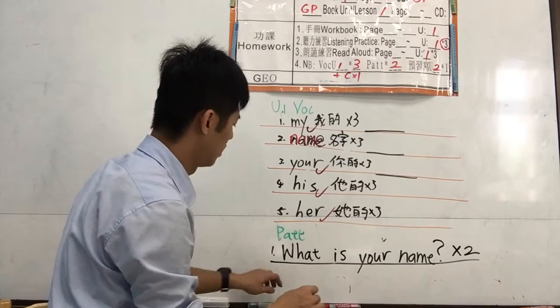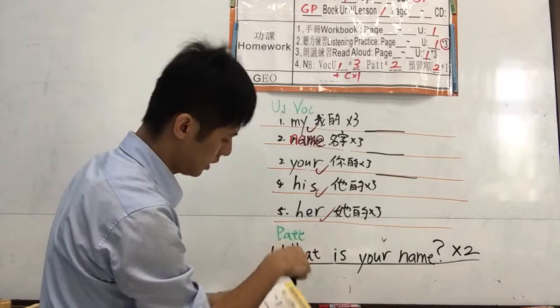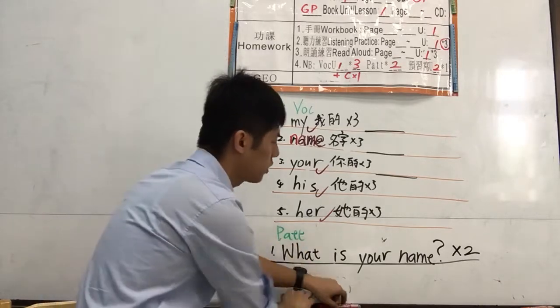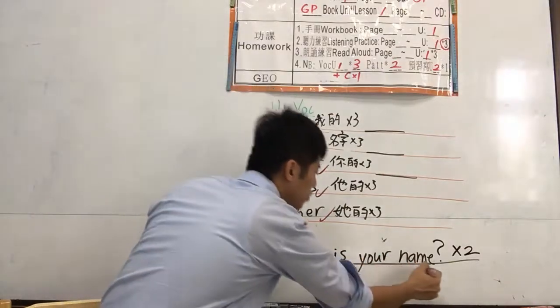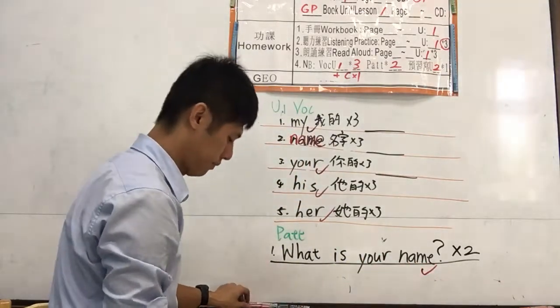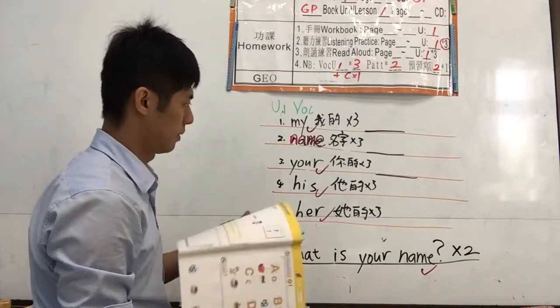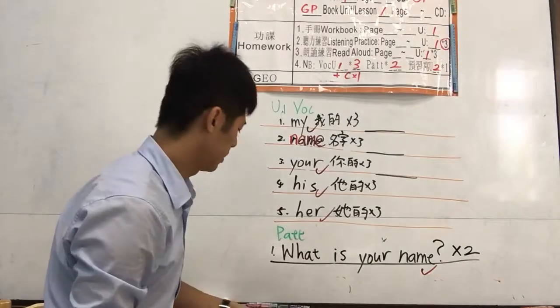Okay, so if you finish these parts, you let the student come to you, and you have to check them first and tell students to write 2 times at home. Okay? This is our homework.